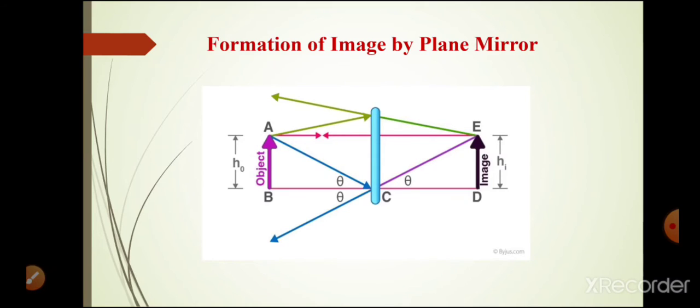Whereas there is a real image. What is the meaning of real image? Real image, the rays of light which actually meet after reflection, that is called a real image, and the real image can be obtained on the screen.